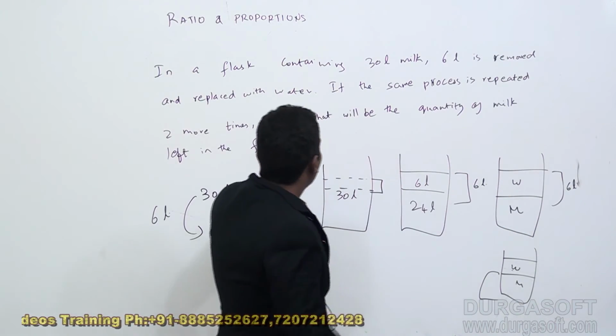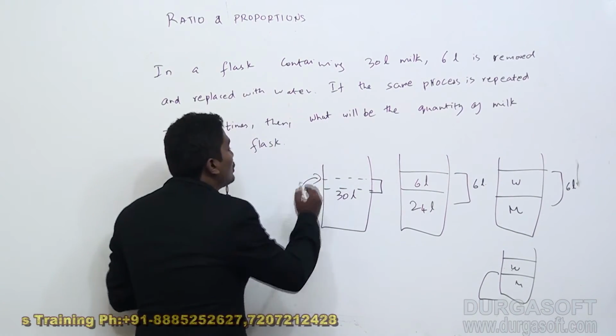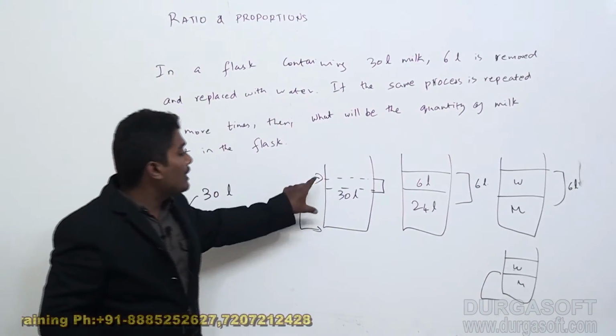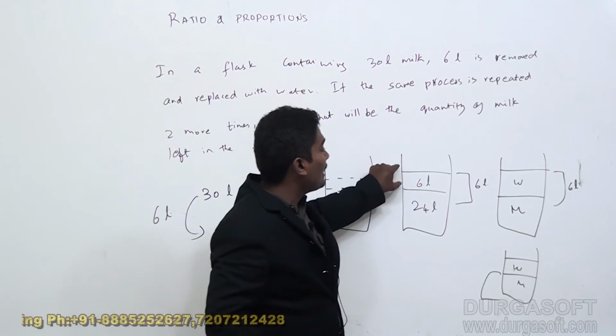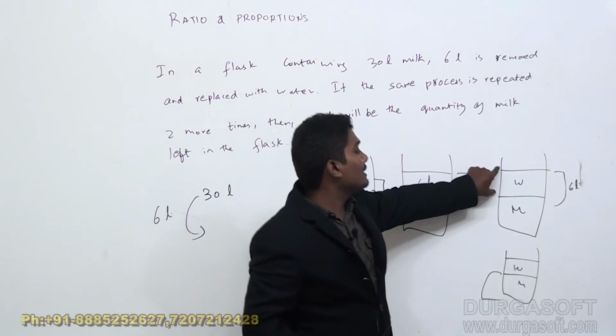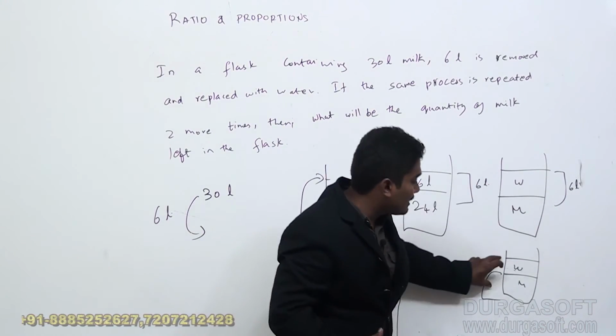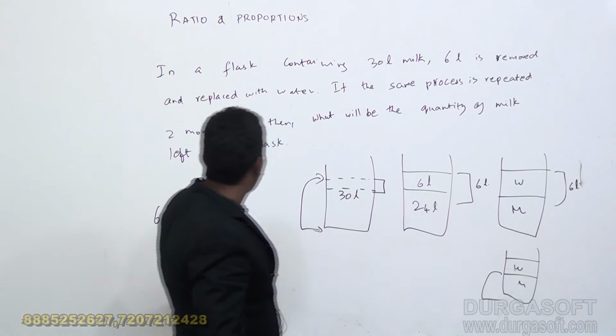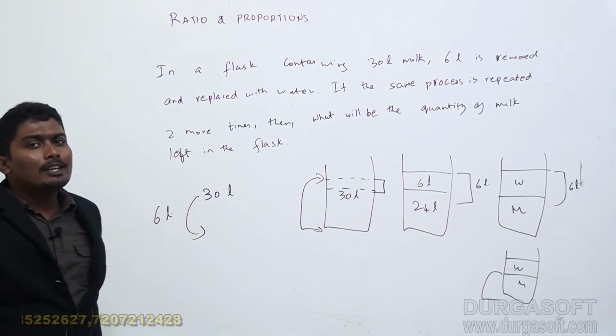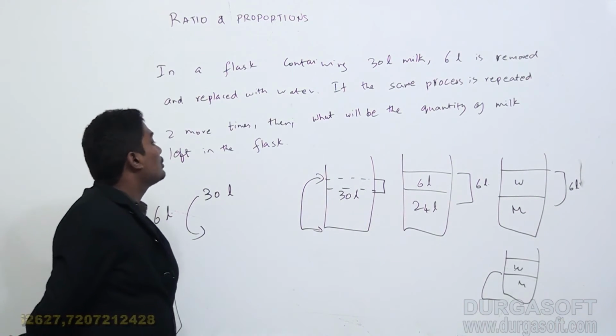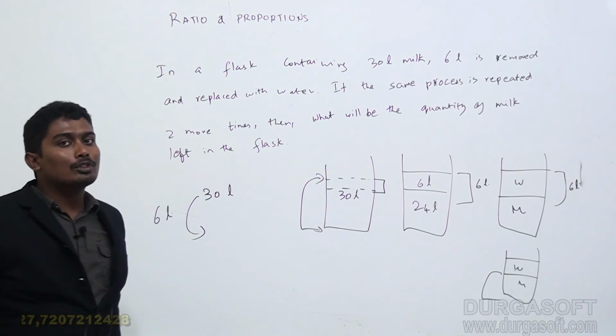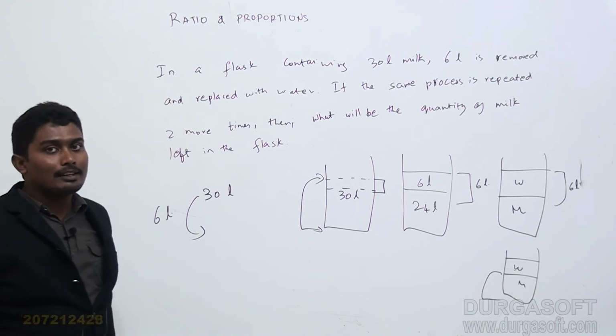Among the entire solution in the flask, every time I remove 6 liters, I will again add 6 liters. Which means every time before removing, the quantity of the solution in that flask, that is the milk and water solution, will always be 30 liters.